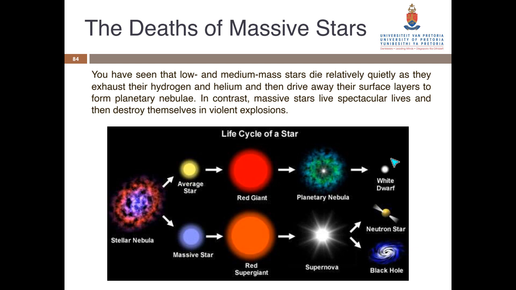But now we're going to look at the second path. We're going to have the stellar nebula, it forms a massive star. The massive star will become a red supergiant. The red supergiant will go supernova. And then from that supernova explosion, what is left will either be a neutron star or a black hole. And now we're going to talk about the contributing factors that will determine if we have a neutron star or a black hole.